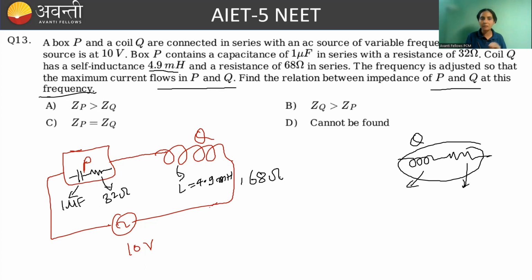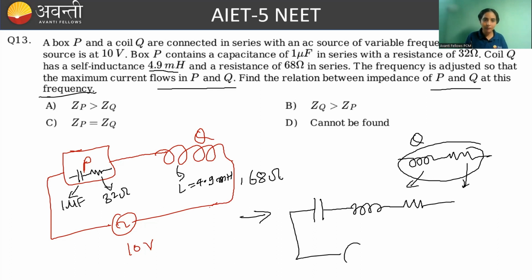So inside box P, there is a capacitor and a resistor. Q consists of an inductor and a resistance. So if I redraw this circuit, it will look like there is a capacitor, an inductor, and a resistor. The total resistor value is 32 plus 68 ohm. So this is a simple LCR circuit.